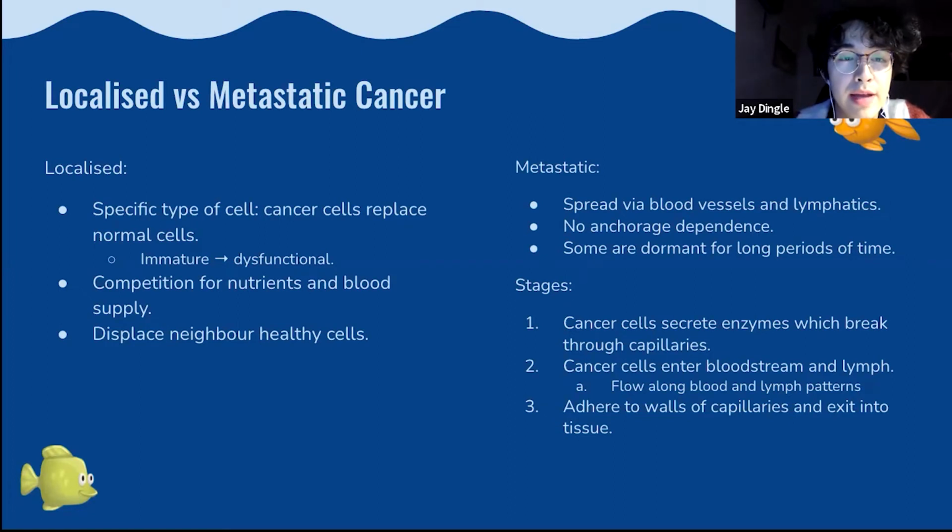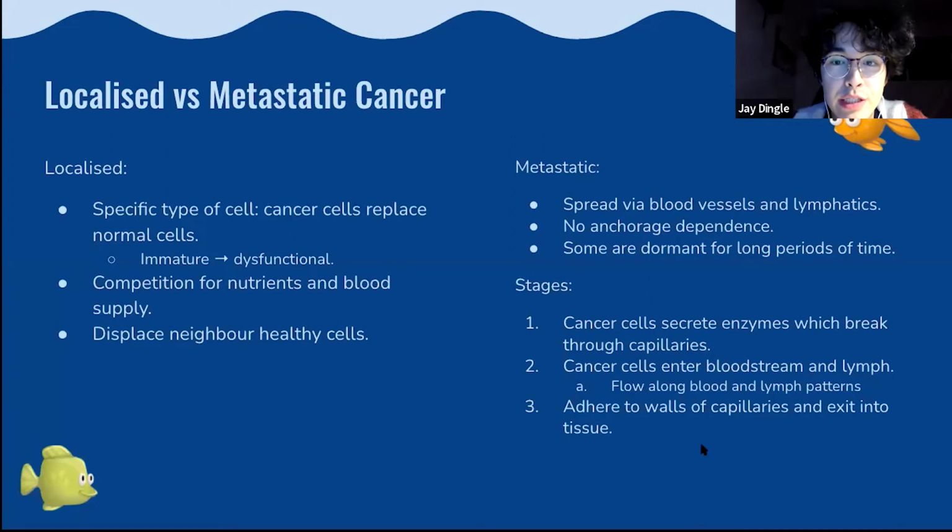Metastatic cancer, in comparison, will spread via blood vessels and lymphatics. They don't need to have any anchorage anywhere, and often they can be dormant for long periods of time. They can be dormant because of lack of angiogenesis. Angiogenesis can be a really long process to develop because you're growing new capillaries. The longer this takes, the more dormant the cancer will be.